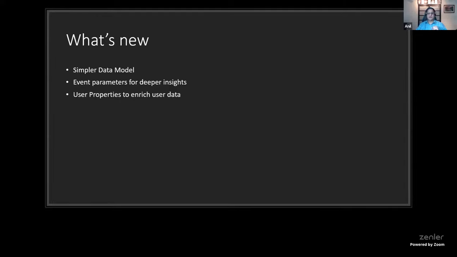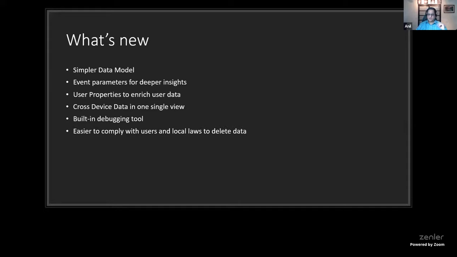You also get user properties to enrich your user data. You get cross-device data in one single view, as I was saying. You can measure them across channels, across devices. You have a built-in debugging tool, and it's easier to comply with user and local laws to delete data. This is a big one. This, I think, will be extended more in its functionality. Every single country has its own laws. Even different states and regions have different laws. So it's becoming very difficult for companies to comply with those data regulation and data deletion requests. GA4 is putting those controls in. It's not where it should be, but it's better than nothing.